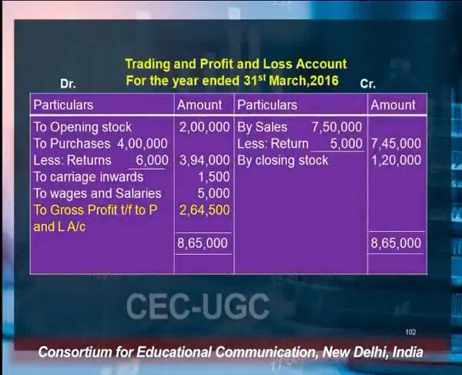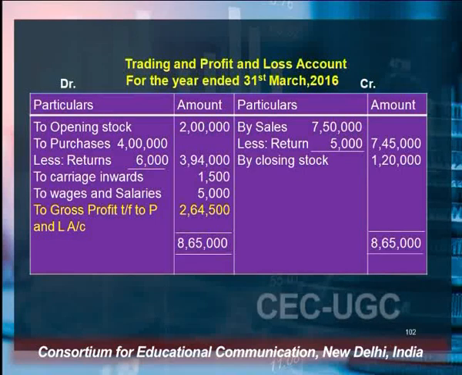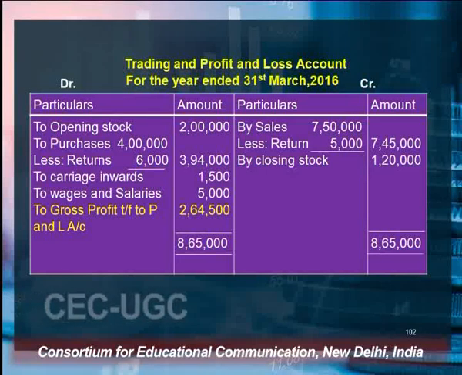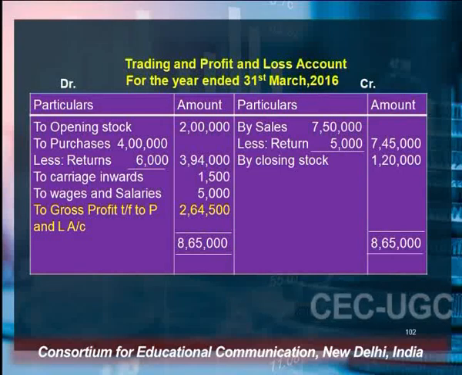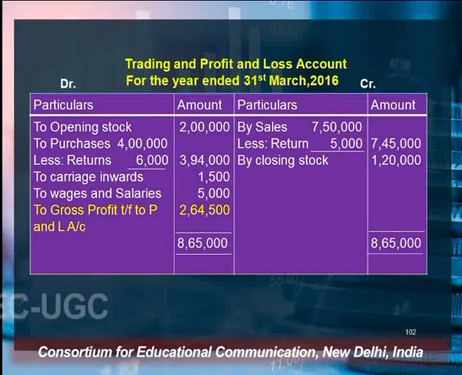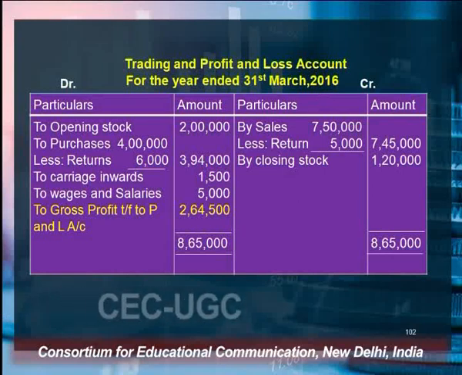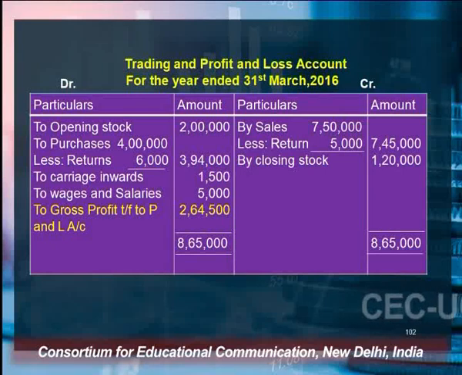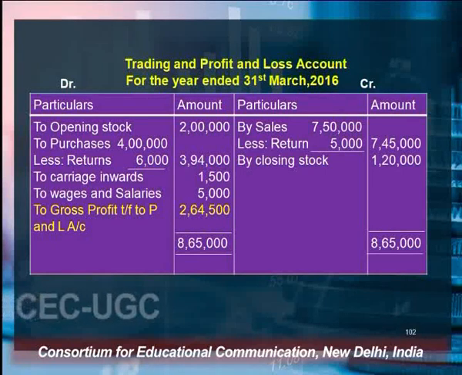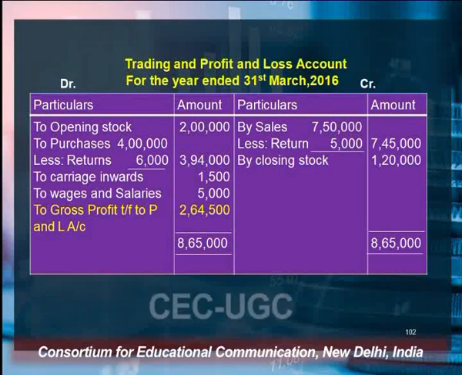This trading and profit and loss account is always prepared for the year ended, because this is an income statement. An income statement depicts the financial performance of a company. So it is always prepared for the year ended. On the left side is the debit side, and the right side is the credit side. Trading and profit and loss account is nominal in nature, and the rule of nominal account says debit all expenses and losses and credit all income and gains.